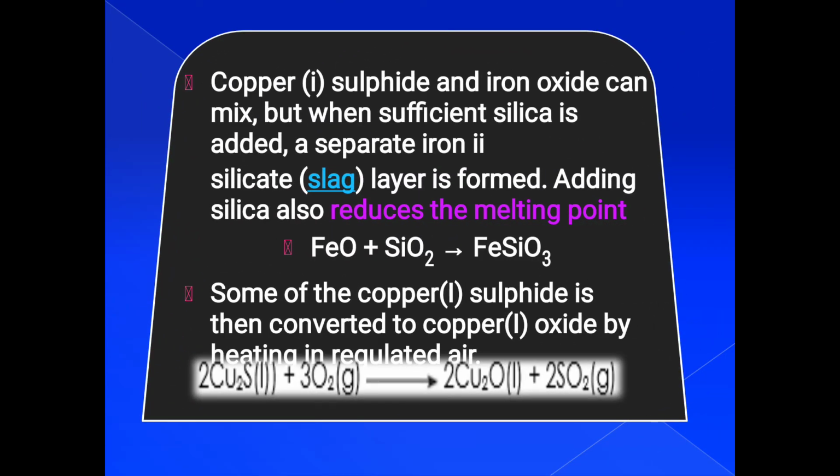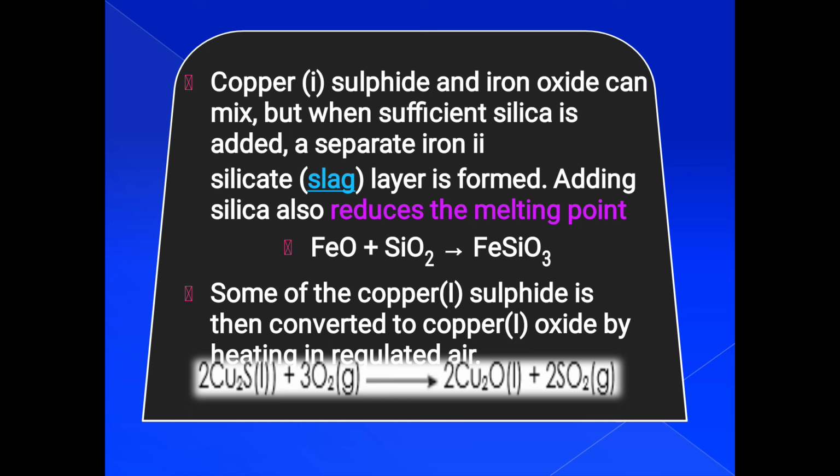The copper 1 sulfide and iron oxide can mix, but when sufficient silica is added, a separate iron 2 silicate, which is now a slag layer, is formed. And we say that adding of silica also reduces the melting point of the ore. So the iron silicate, which is a slag, separates out. Now we are left with the copper 1 sulfide, which is converted to copper 1 oxide by heating in regulated air. And this is the equation for the reaction.